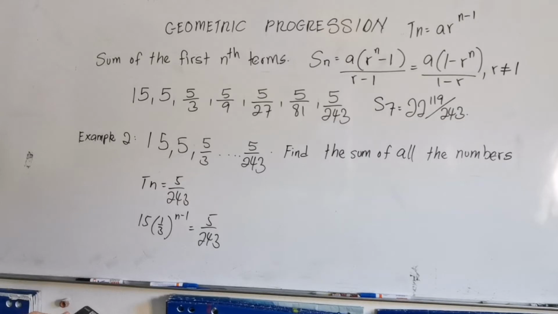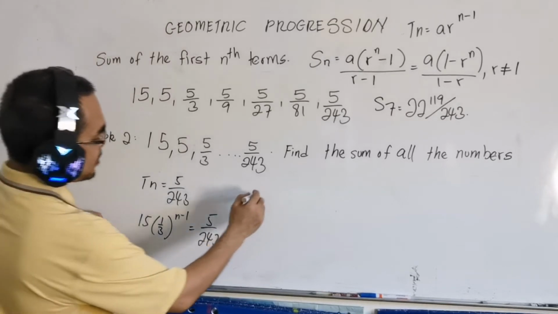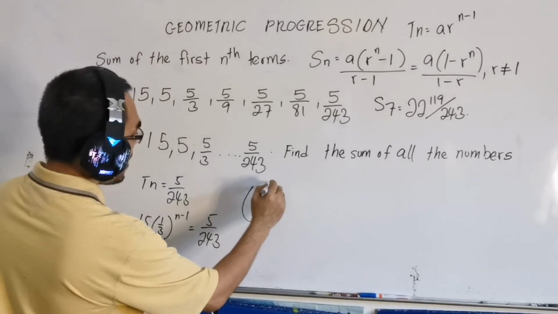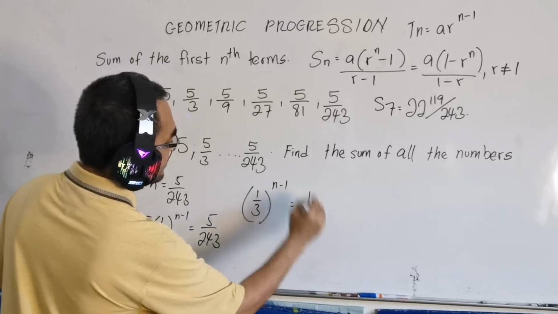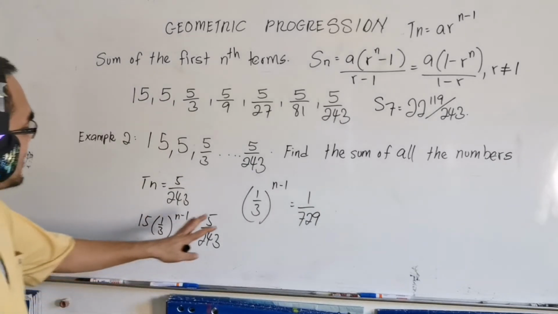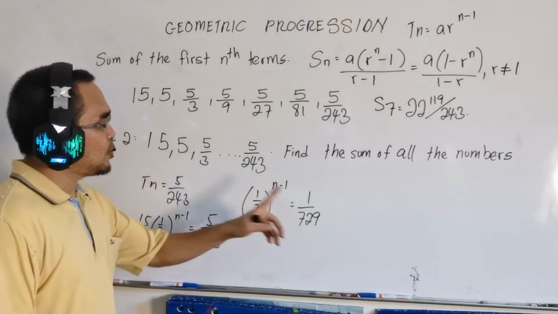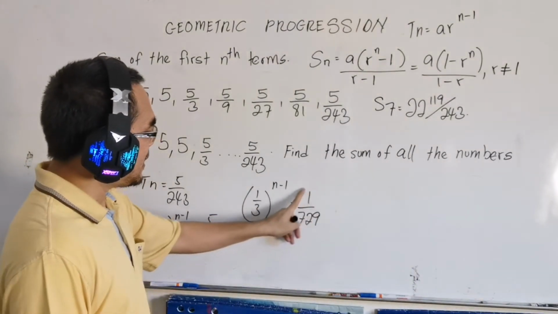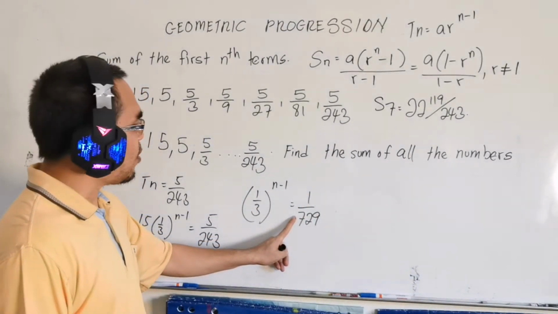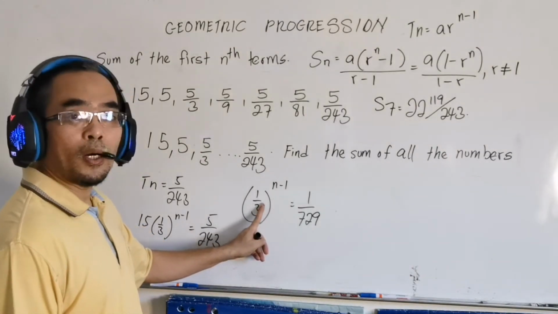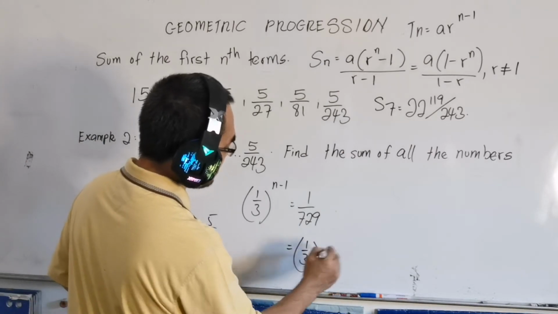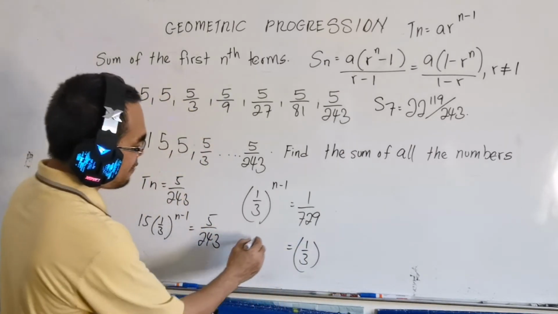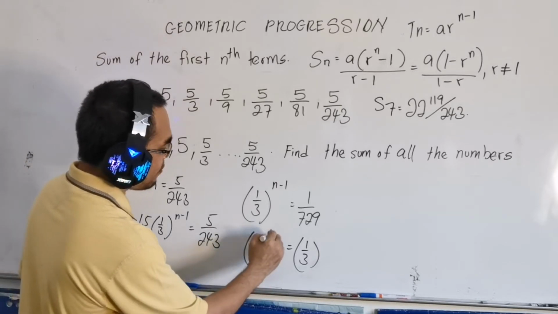Divided by 15, we get 1 over 7 to 9. So we have 1 over 3 to the power of n minus 1 equals 1 over 7 to 9. Because this is an arrangement, we are sure that we can change this 1 over 79 to the base of 1 over 3. So this is 1 over 3 to the power of something. On the left side will be 1 over 3 to the power of n minus 1.